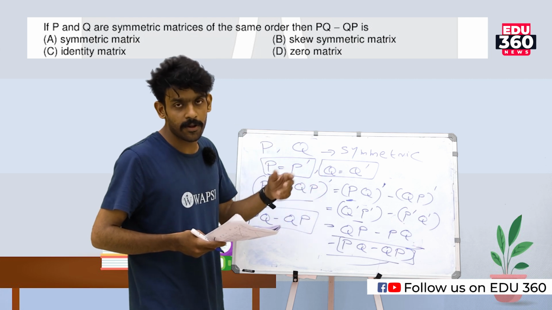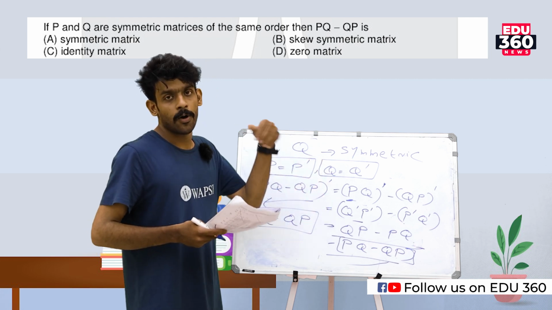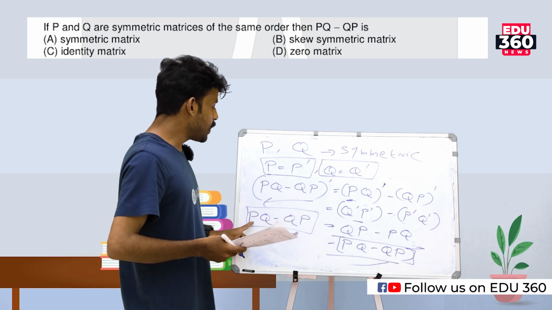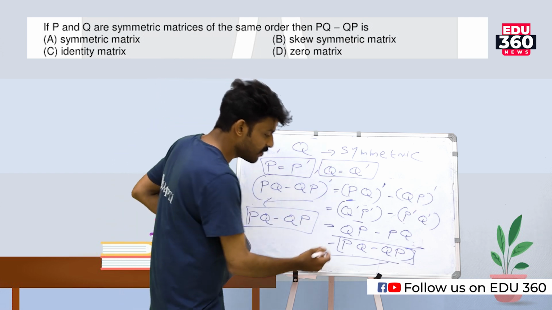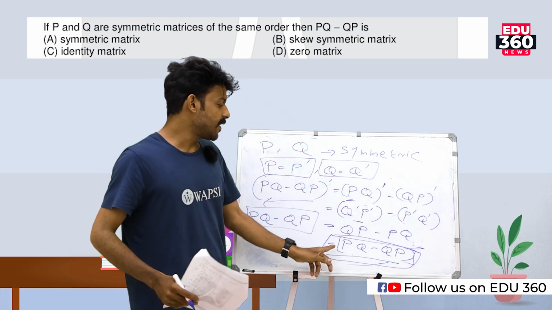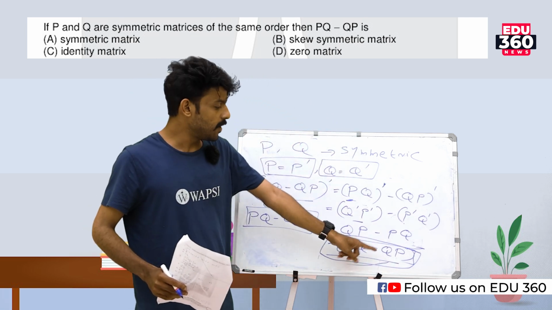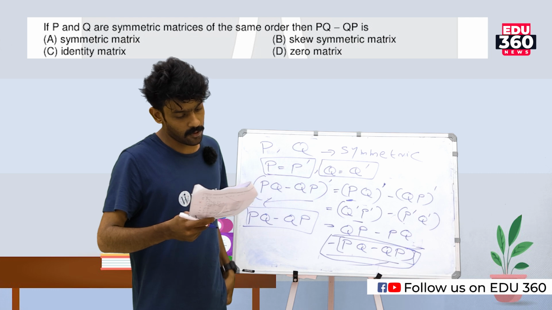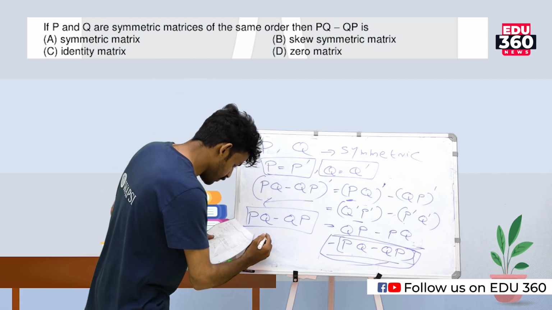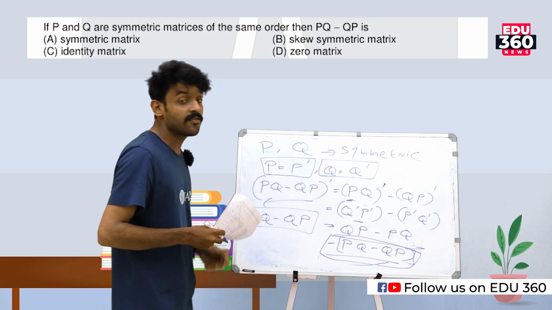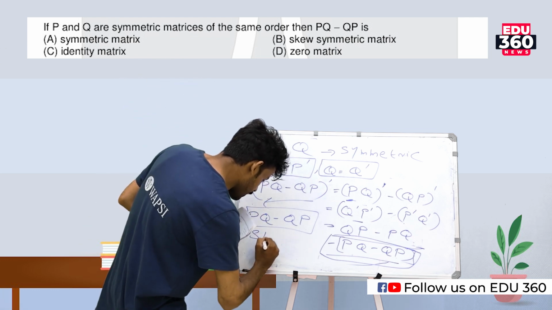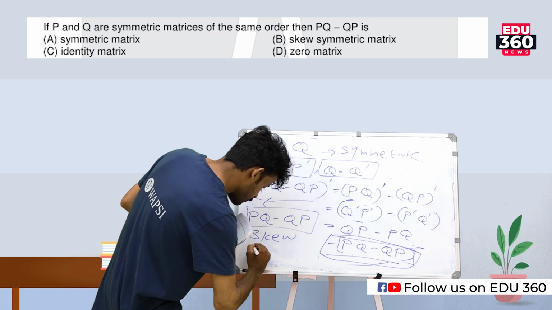For a symmetric matrix we know that P is equal to P transpose, or P is equal to P dash, or Q is equal to Q dash. So here we got PQ minus QP is equal to minus of PQ minus QP. This is the final answer. So that means this is a skew symmetric matrix. So for the second question, option B is the correct answer. Skew symmetric matrix.